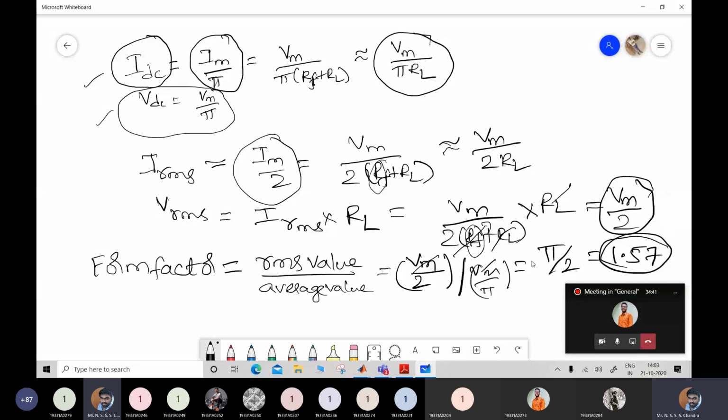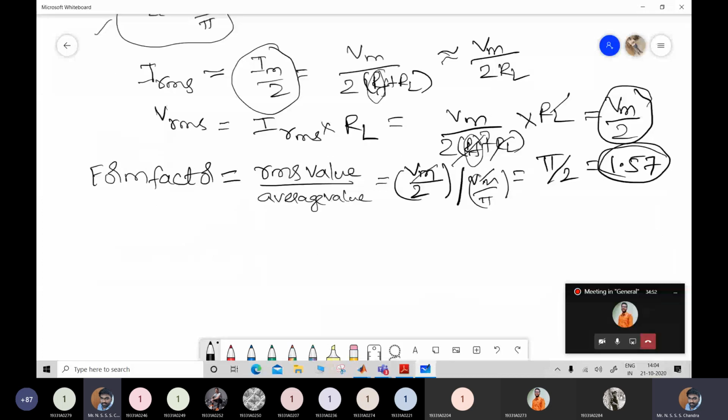Did you ever find out the form factor for a pure sinusoidal wave? It is 1.11. Okay, so how do you get that 1.11? For a pure sinusoidal signal, what's the RMS value? Vm by root 2. What's the average value? Tell me the average value of a sinusoidal signal.